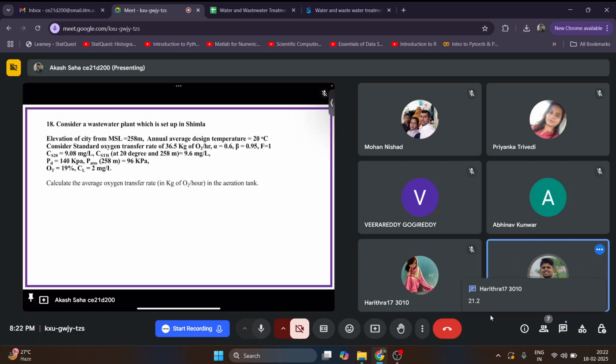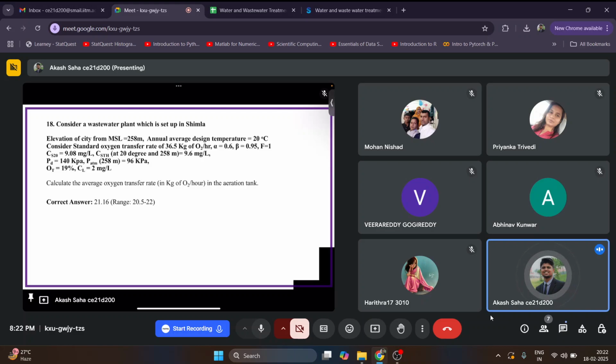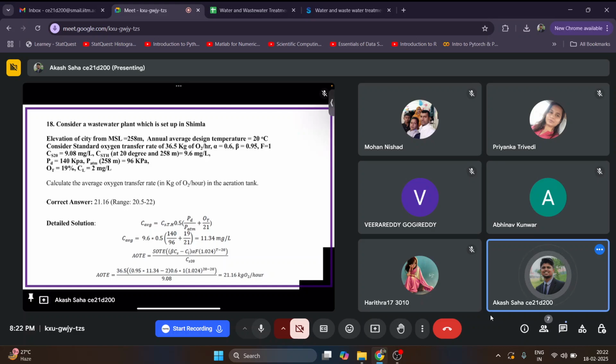21.2. Okay. Yeah, so almost correct. 21.16. So that is correct. So again, similarly, we have to first find the C average with the formula, then we have to find out the average oxygen transfer rate. So very similar type of problems.